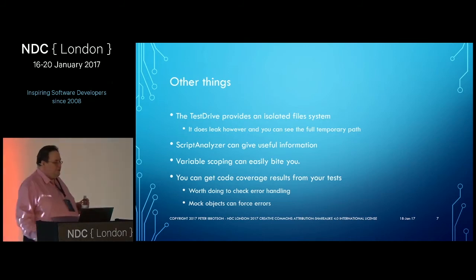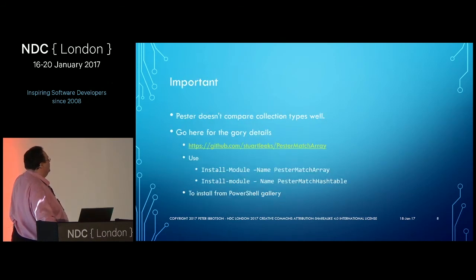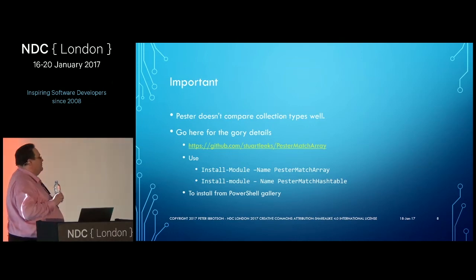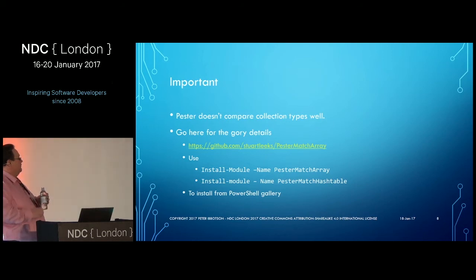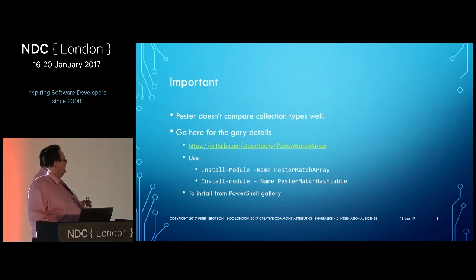One of the problems with mock objects is you can only mock PowerShell objects. You can't mock .NET ones. So that can be a bit of a nuisance. You may have to just wrap them up. The other one is Pester does not compare collection types well. In fact, PowerShell doesn't do it very well either. Go to this site here, or use Install-Module to install them from the PowerShell Gallery. I'm going to use one of those later on.